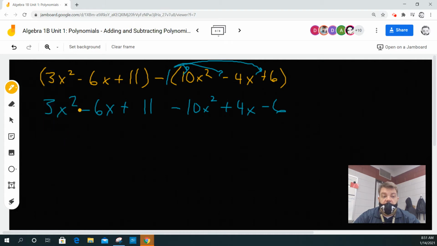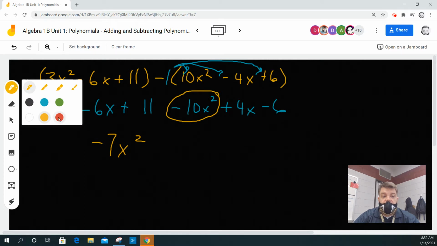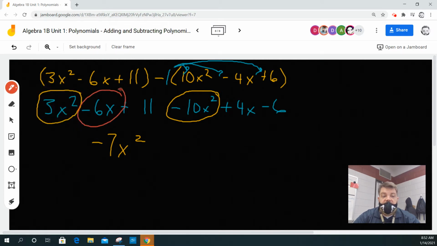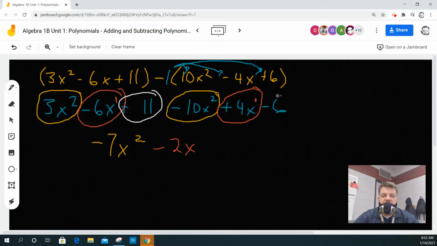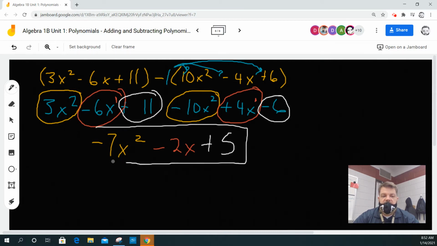Again, what I'm going to do is combine like terms. 3x squared minus 10x squared is negative 7x squared. I've got 6x, so this is a first degree term, right? It's x raised to the first power. This is x raised to the first power. So I've got basically 4 minus 6, which is negative 2x. And then I have the constants, and the constants are positive 11 minus 6. 11 minus 6 is positive 5. So that's that problem.